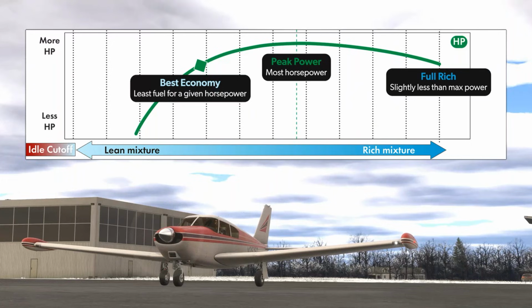If we were to continue leaning beyond this point, there comes a practical limit on how lean we can actually get. And that's when roughness occurs. So eventually, if we keep leaning, we're going to start to feel and hear engine roughness. That's the practical limit on how lean we can go. Why is that happening? Why do we run into roughness?